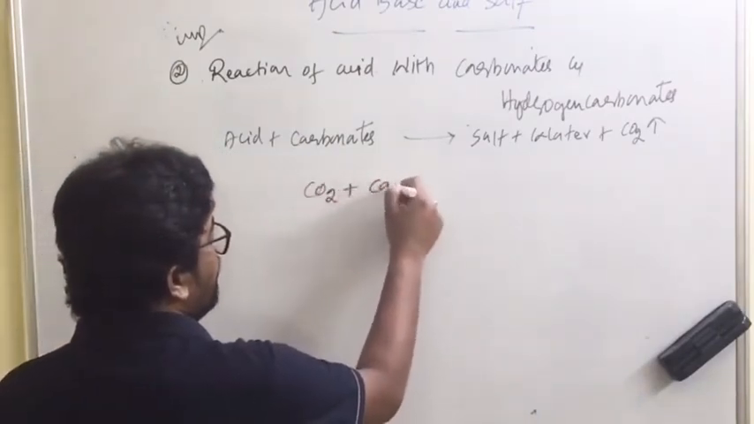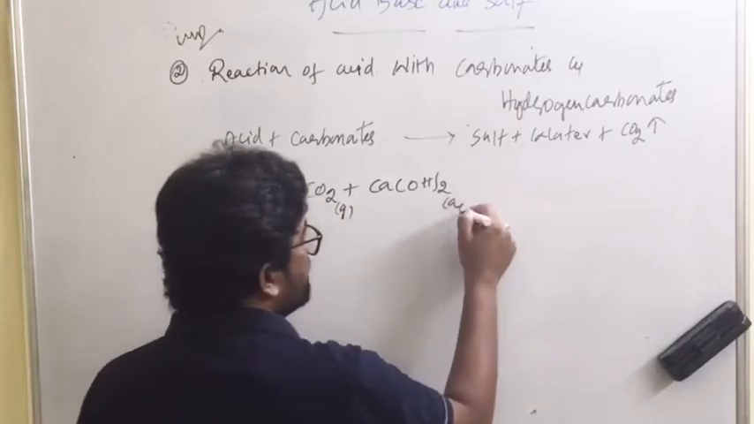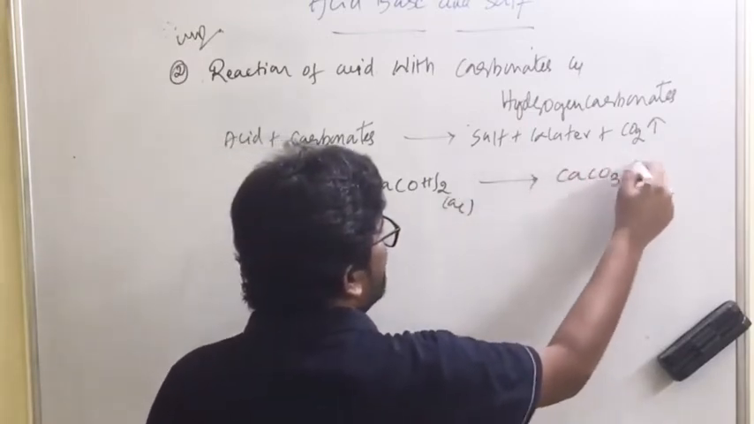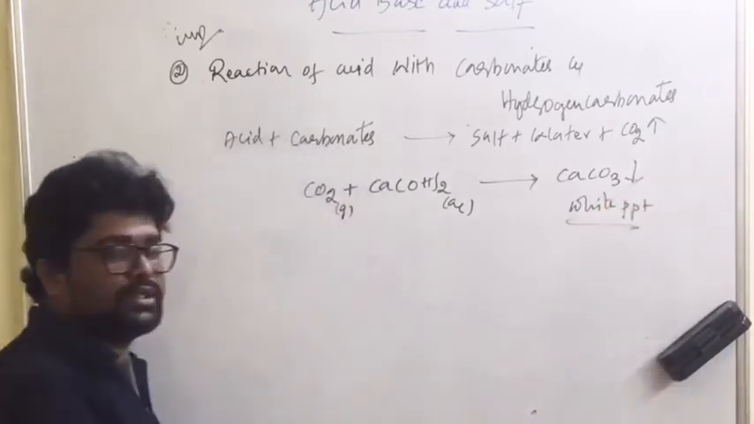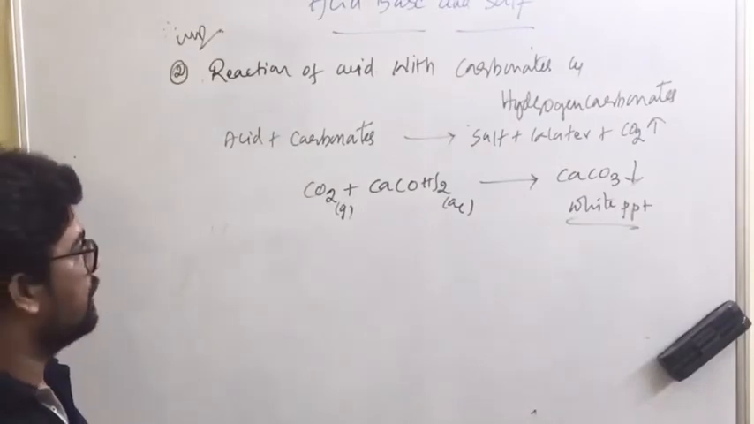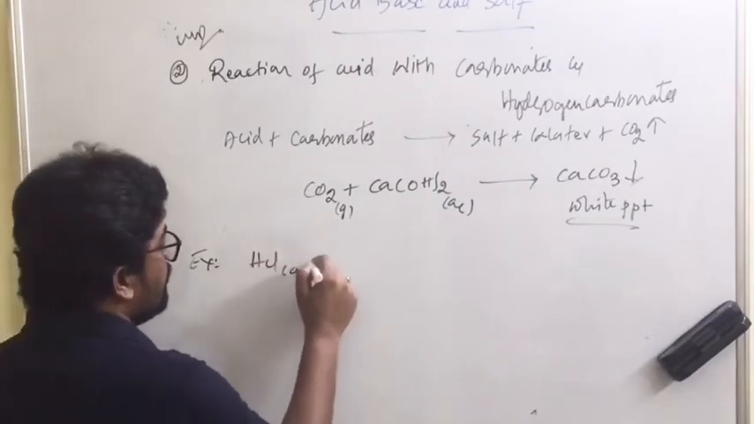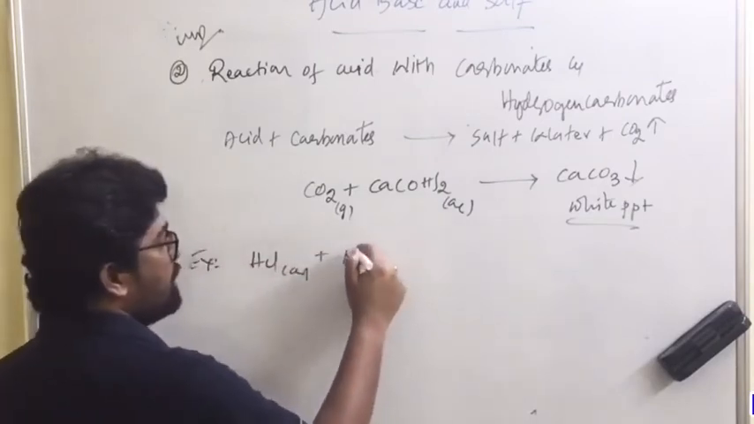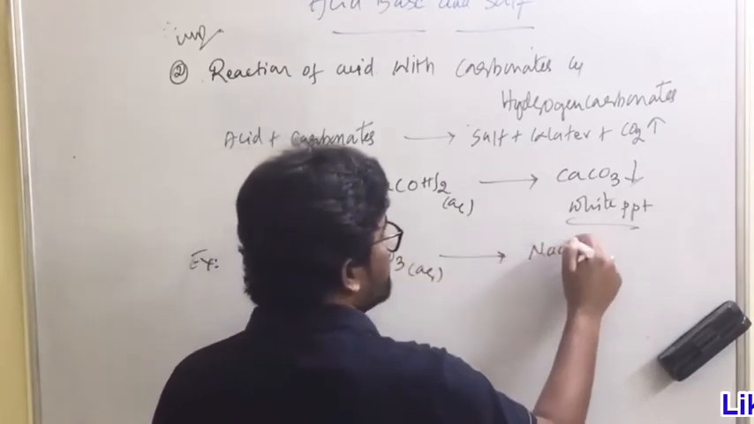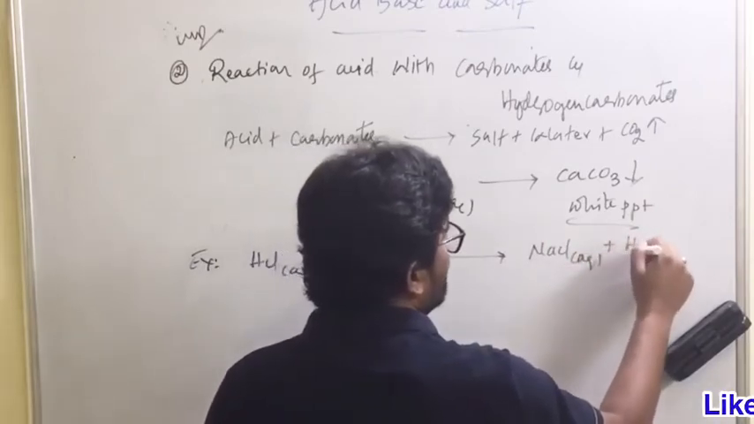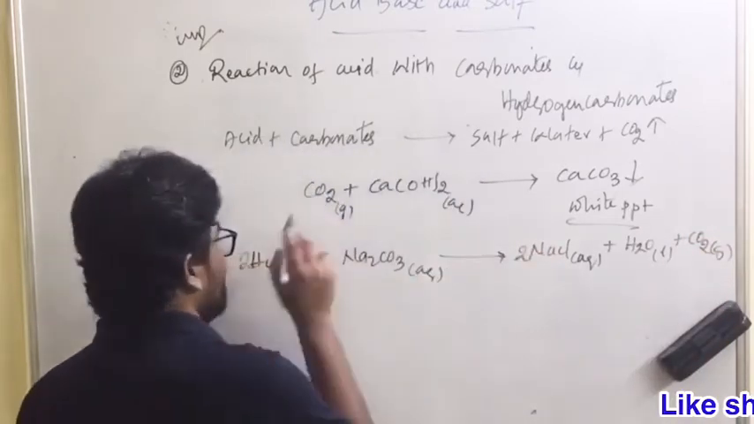Pass the gas into lime water. What happens if this lime water turns milky white? If it forms a white precipitate, then it shows that the gas released is carbon dioxide. I'll put down an example here. Acid HCl, when it reacts with metal carbonates, Na2CO3, gives you NaCl, salt, water plus carbon dioxide gas. So that is the balanced chemical equation.